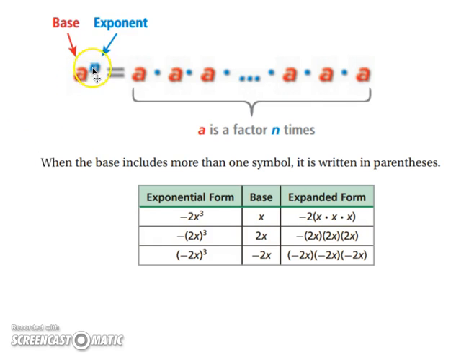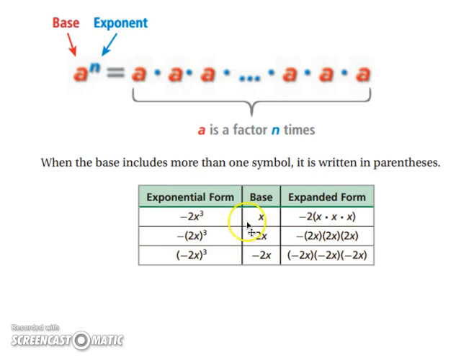When you're dealing with a base and an exponent, your base is your bottom number and your exponent is like your power. So a is a factor n times. When the base includes more than one symbol, it is written in parentheses. Really important, guys. When the base includes more than one symbol, it is written in parentheses.